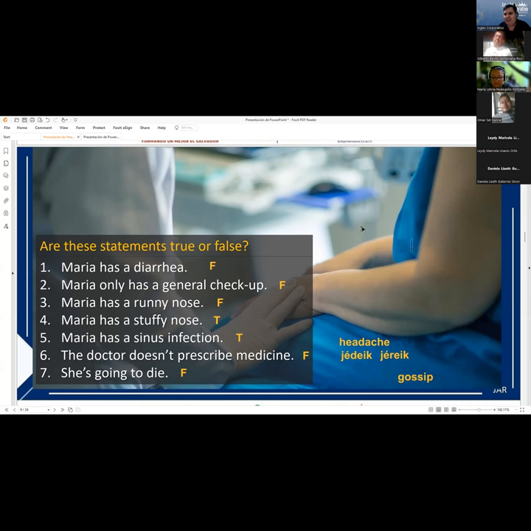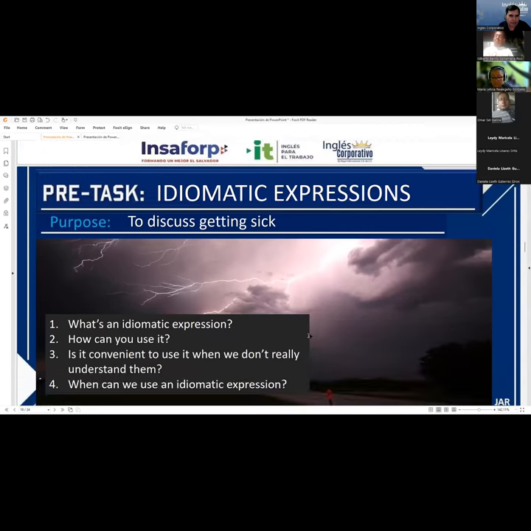No, she's eventually going to get better. It's only going to take longer. This is false. She's going to die. She's a human being. Yes, then she's going to die. One day, but not today. All right, the next one.